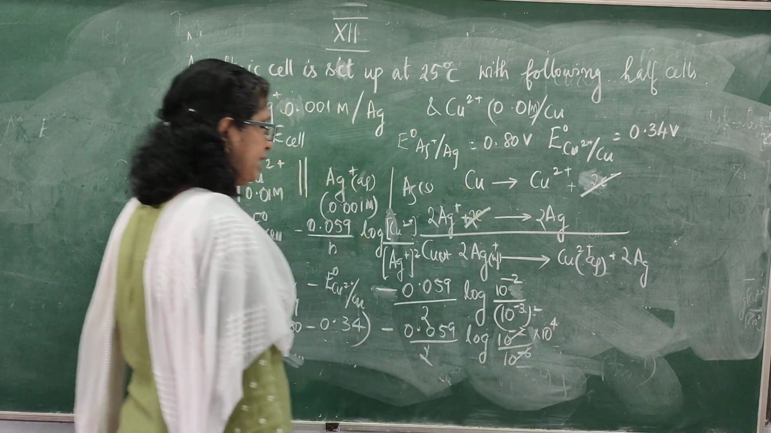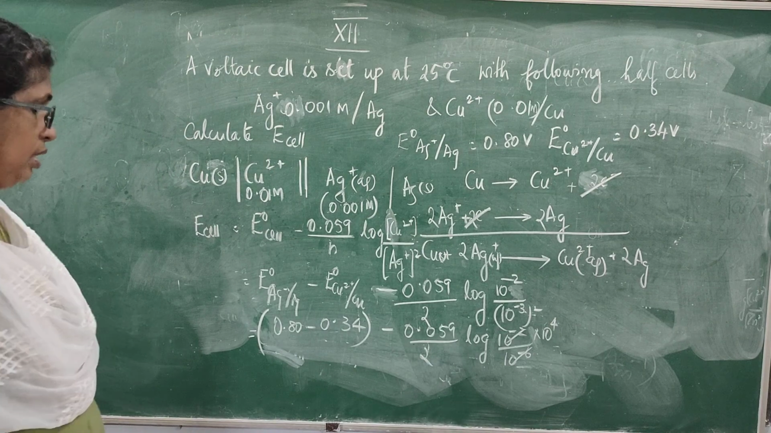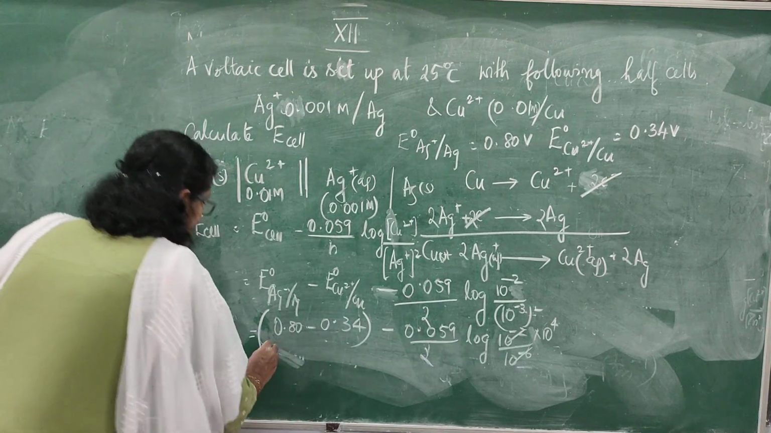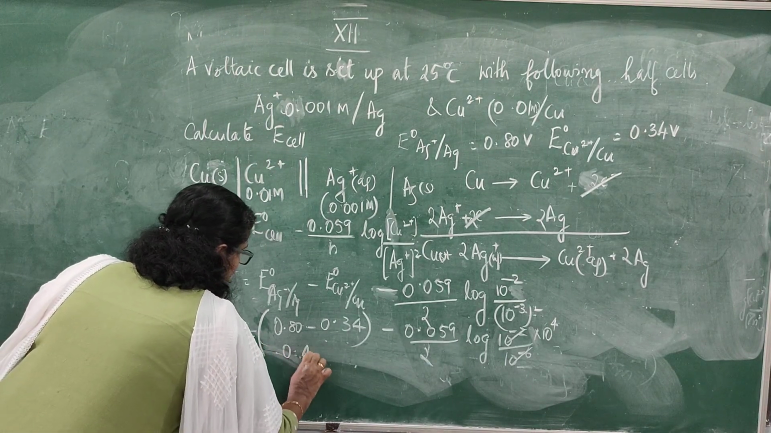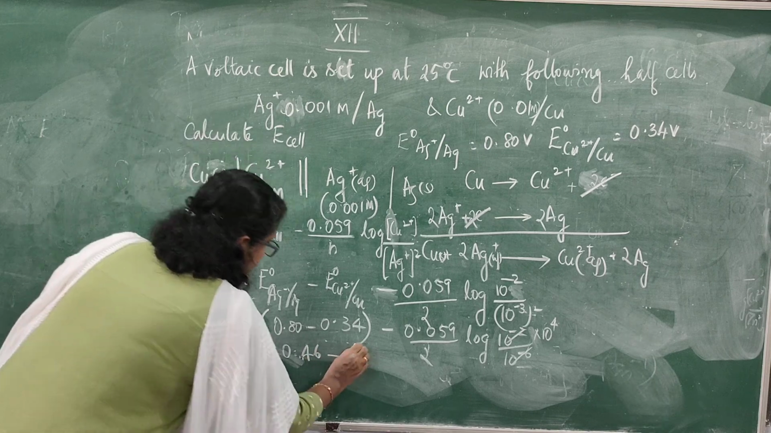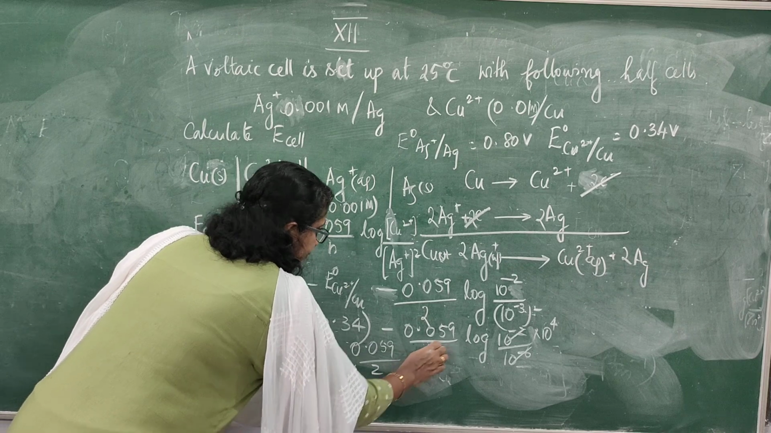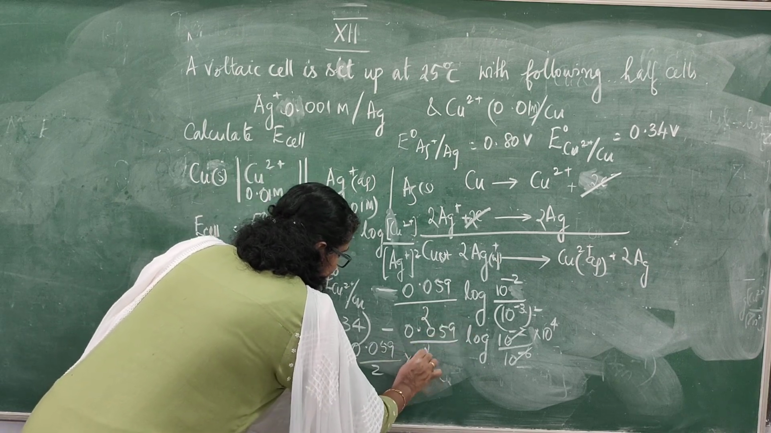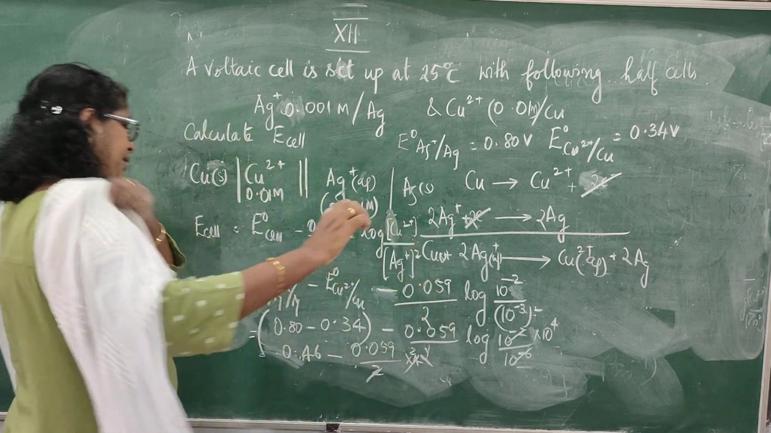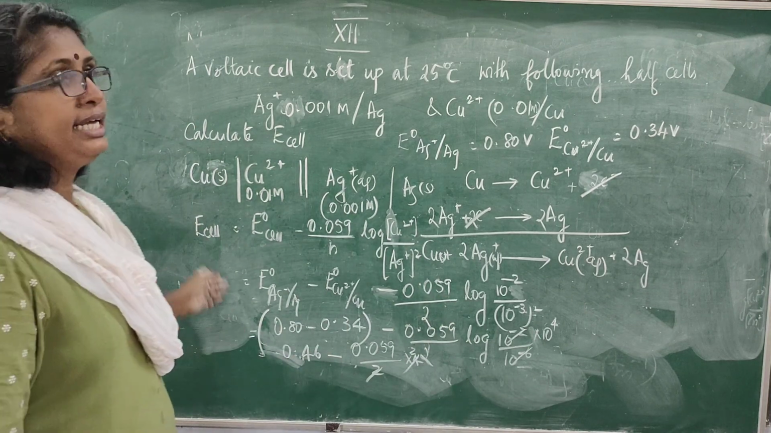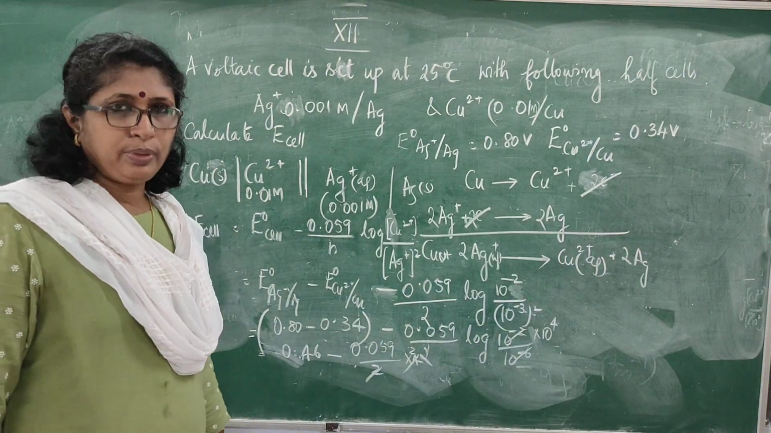And log of 10 raised to 4 is equal to 4. This is 0.46. 0.46 minus 0.059 by 2 log of 10 raised to 4, which is 4. So it is 2. You can multiply and subtract, you will get the E cell value. Do it and tell me.